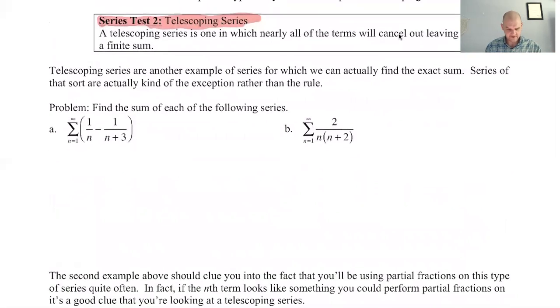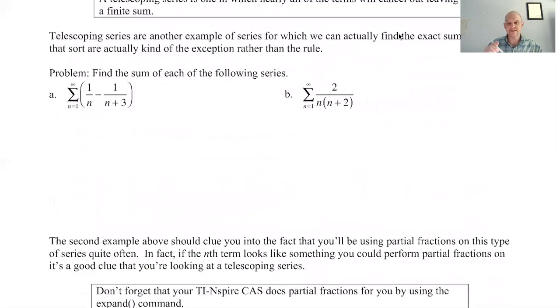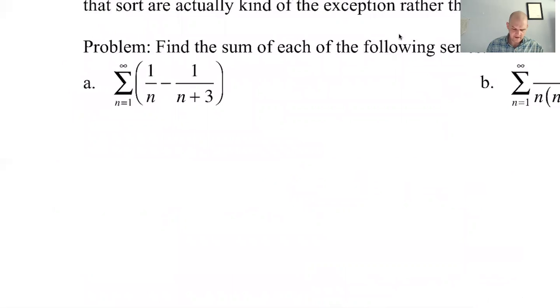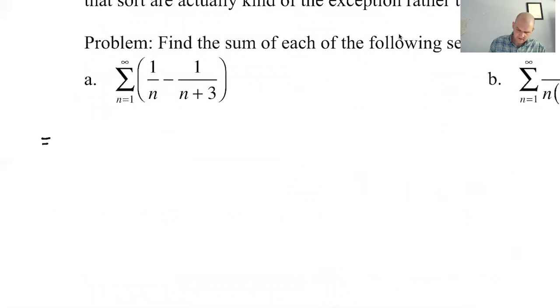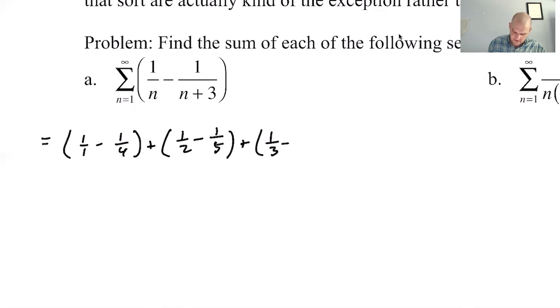Let's see if we can do these. So find the sum of each of the following series. Here, for example, I'm expecting there to be 3 terms left over because n and n plus 3 differ by 3. So let's see if that's what happens when we do this. So first, n equals 1 gives us 1 over 1 minus 1 over 4. N equals 2 gives us 1/2 minus, not plus, minus 1/5. So they're always 3 apart. So 1/3 minus 1/6 plus 1/4 minus 1/7.